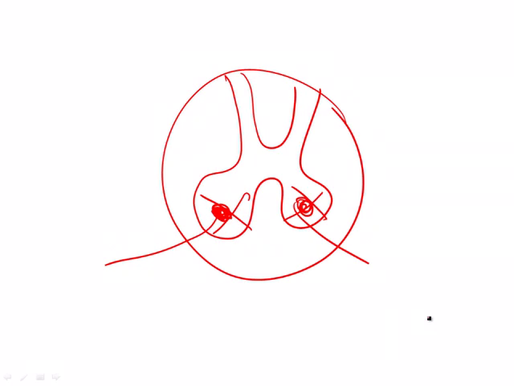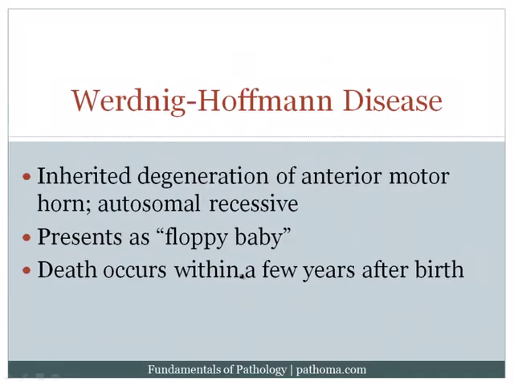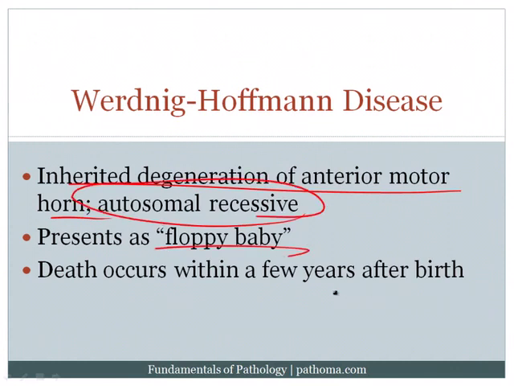The same exact thing can occur in a disorder called Werdnig-Hoffmann disease. However, instead of it being due to polio, it's due to an inherited degeneration of the anterior motor horn. This is autosomal recessive, and it presents as a floppy baby. And here I've described this in your text by telling you that you get an inherited degeneration of the anterior motor horn. Again, this is autosomal recessive, floppy baby, and death occurs within a few years after birth.